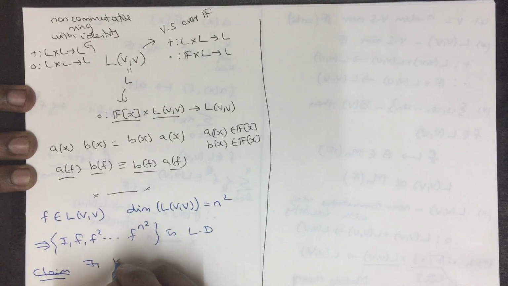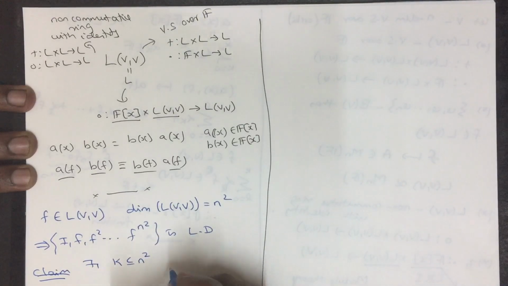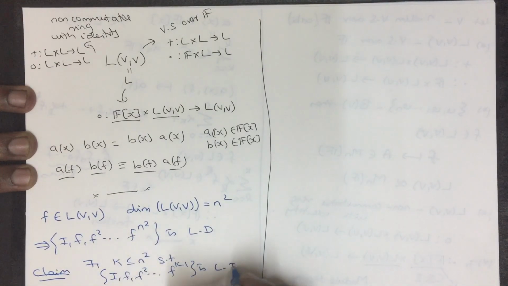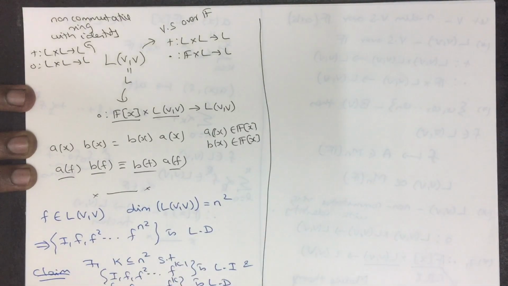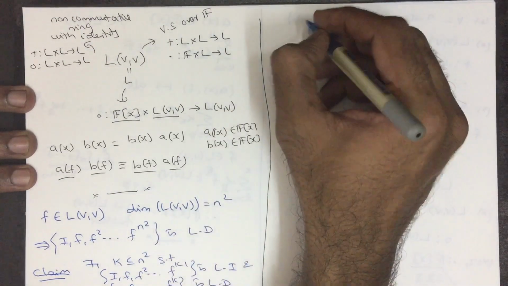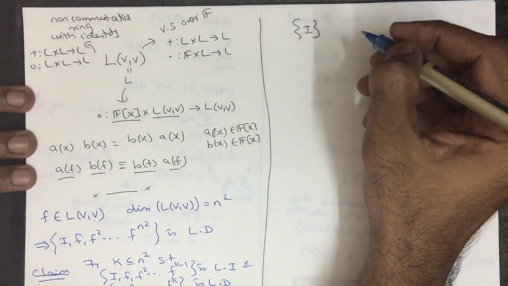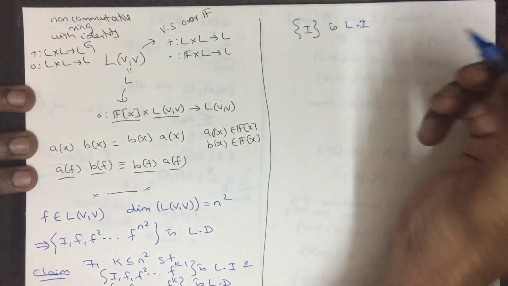Now we claim that there exists an integer k, less than or equal to n squared, such that I, f, f squared, etc. up to f to the power k minus 1 is linearly independent, and I, f, etc. up to f to the power k is linearly dependent. So, we claim this. Now, the proof can be given constructively. We know that the singleton I, a non-zero element of L of V comma V, is linearly independent. Okay, so that is fine.